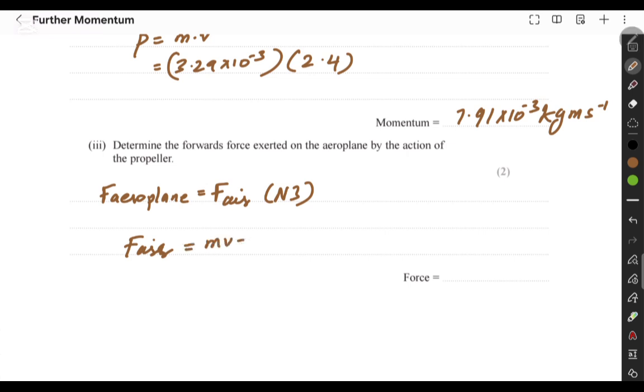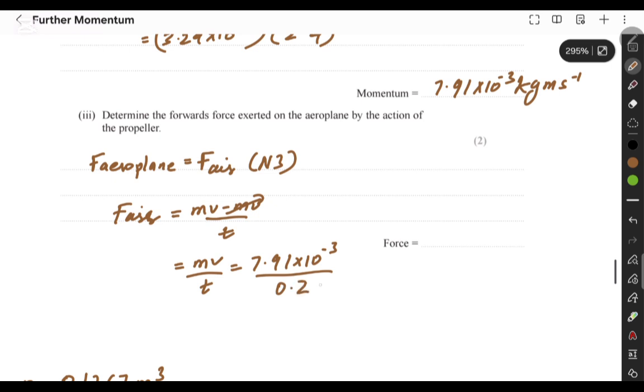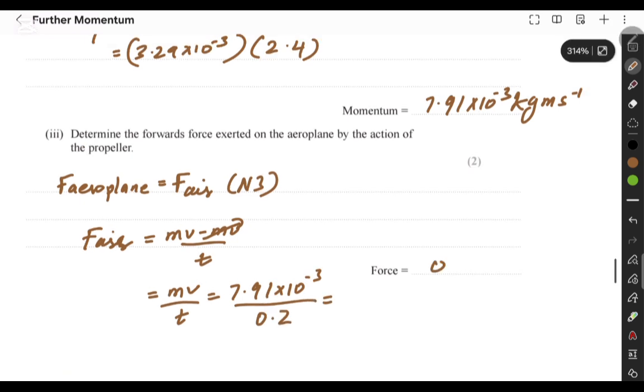And that's going to be mv minus mu divided by t. u is 0, the initial velocity is 0, so it cancels out. So we're going to get mv divided by t. mv we calculated before, 7.91 times 10 to the power of minus 3, divided by the time taken, which is 0.2 seconds. And we get the answer as 0.039 newtons. So to phrase it again, the change in momentum is this much, and it happened in a time of 0.2 seconds, and this is the force that is acting on the aeroplane.